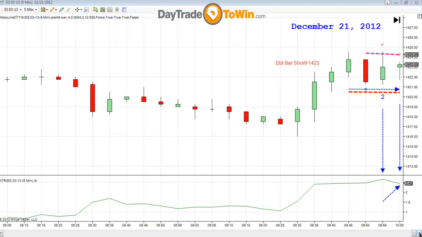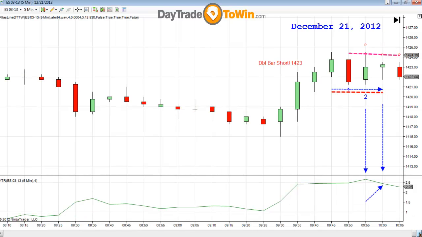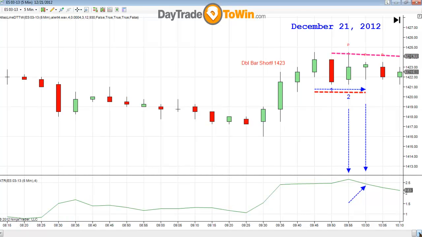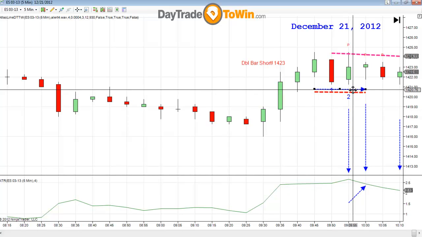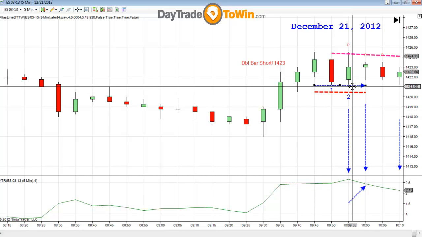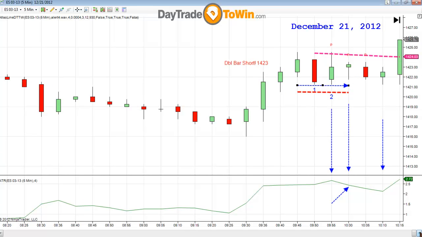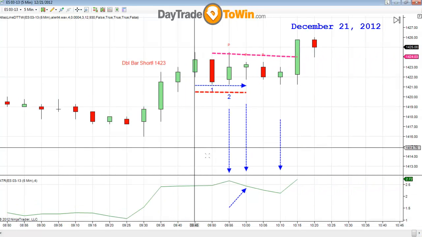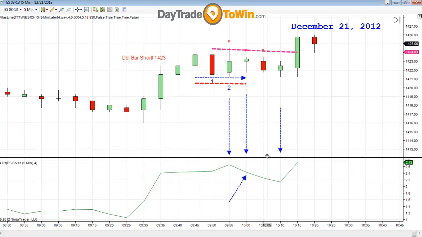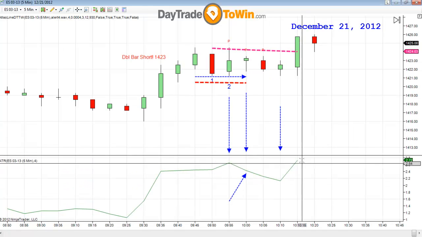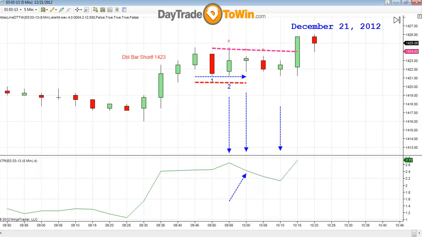Okay, so now this moves to 2 points. Right? So now I adjust my profit target to 1421, 2 points. Anyone have any questions on how this trade is managed? How you adjust the profit target based on the ATR. Okay? Very simple, but it keeps you out of trouble.